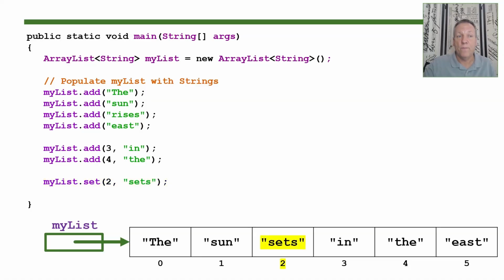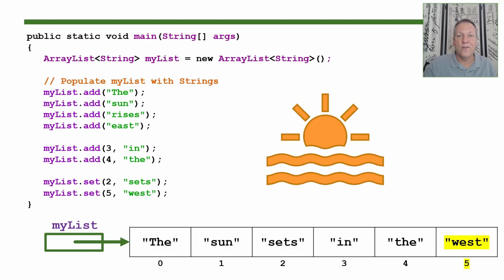word sets. And then if we have another set command, mylist.set(5, "west"), what is this going to do? Well, it's going to replace the element at position 5, which is east, with the word west. And so now we have the sun sets in the west, and there's our sun setting in there. All right, so that's usage of the adding and the set methods here.